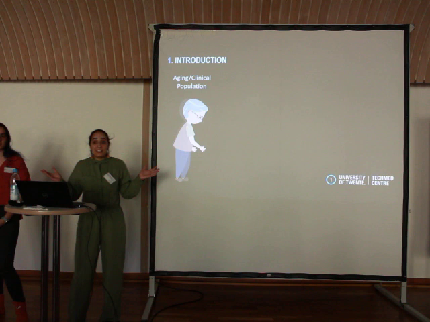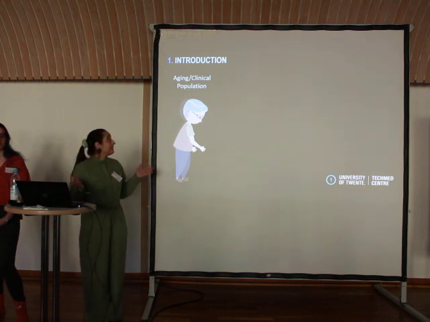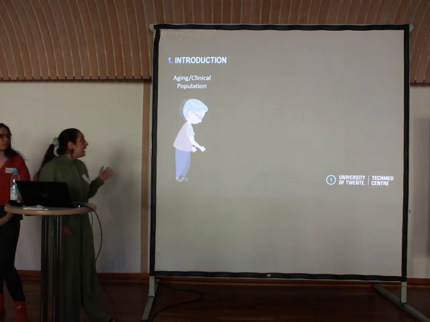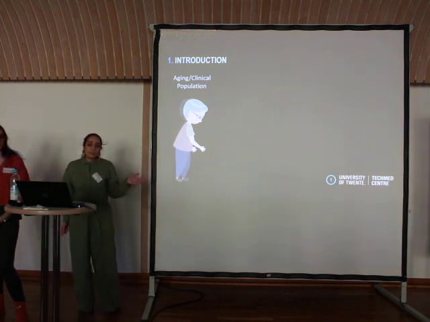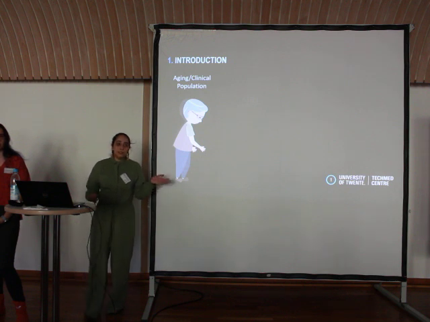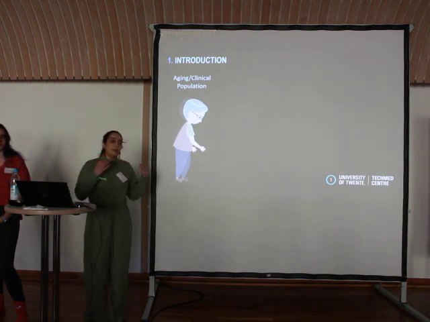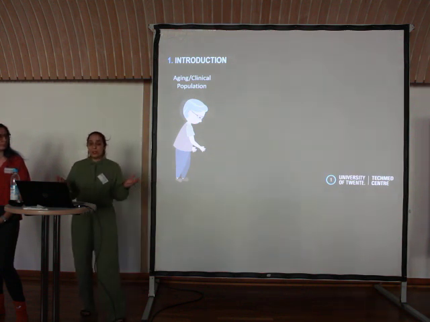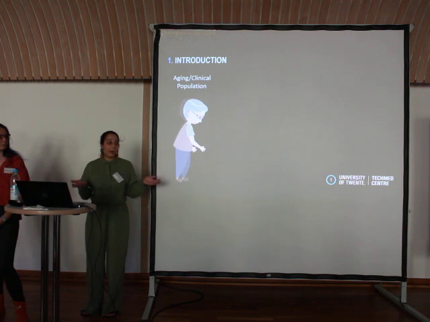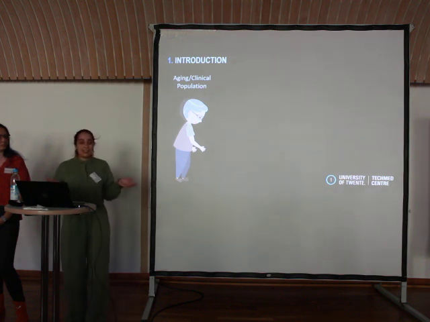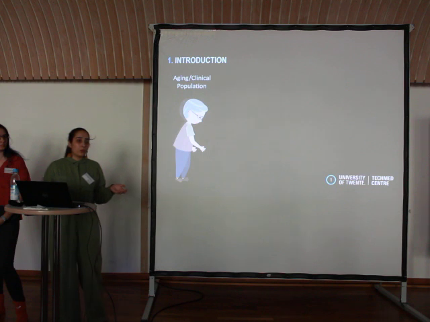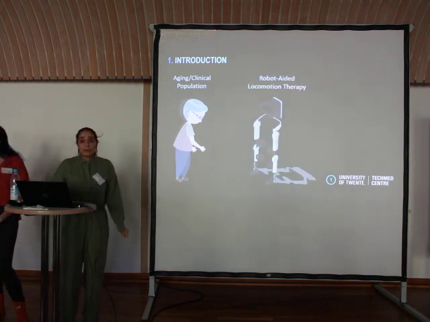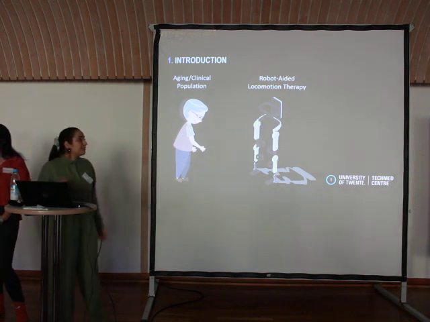Let's first see why we are interested in gait entrainment to biomechanical theory. In many societies, the population is aging, which means more elderly people, more incidence of neurological diseases like stroke or Parkinson's disease, and fewer young people to provide gait training. So robot-aided locomotion therapy is interesting.